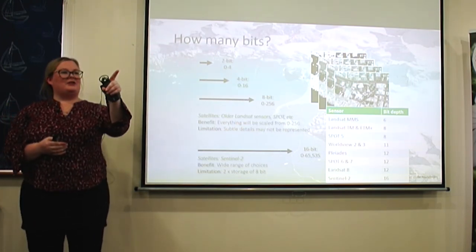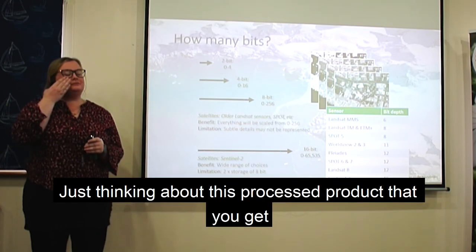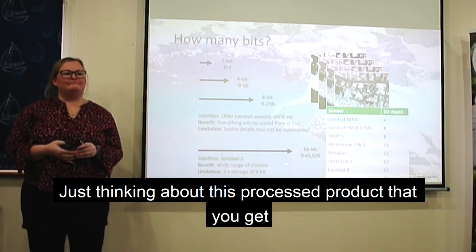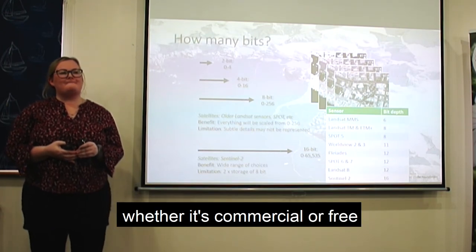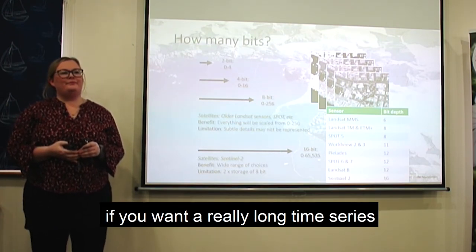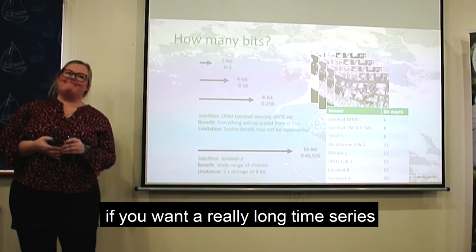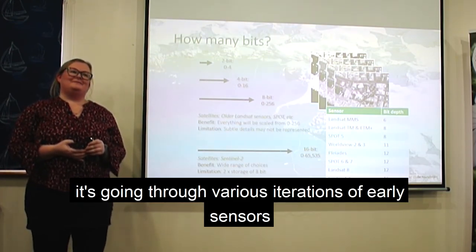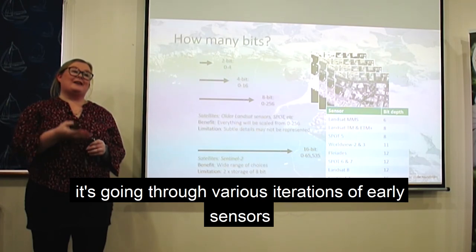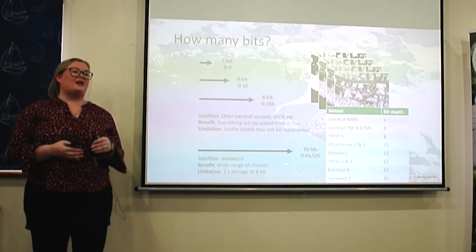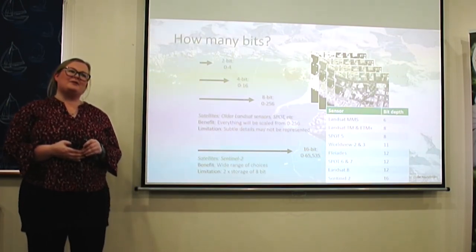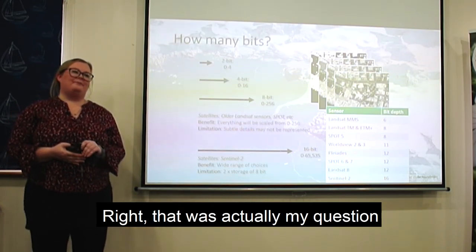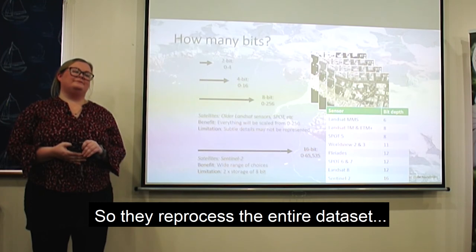I think, Bruin, you had a question? Yeah, so I'm just thinking about this process product that you get, whether it's commercial or free. I guess if you want a really long time series, it's going through various iterations of early sensors, repair sensors. But like MODIS, I think the archive has been reprocessed 6 times now. Right. And that was actually my question. So they reprocess the entire data set. Mm-hmm.